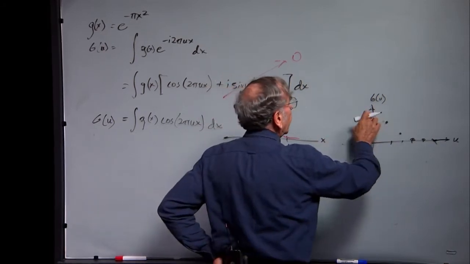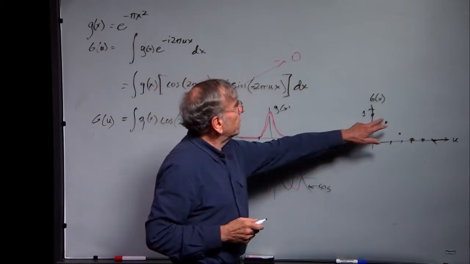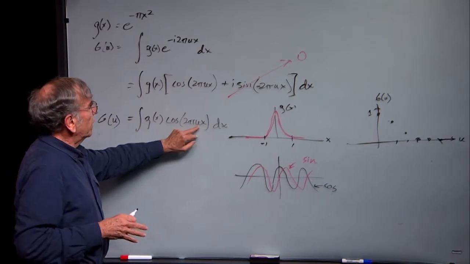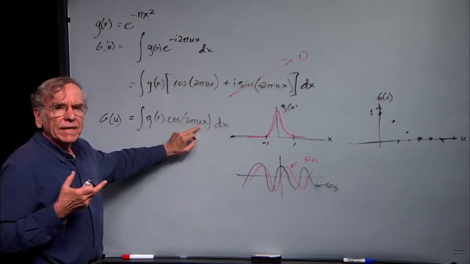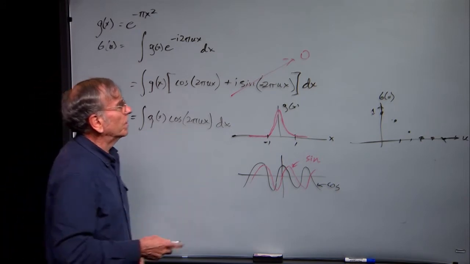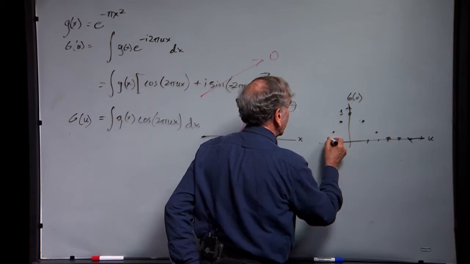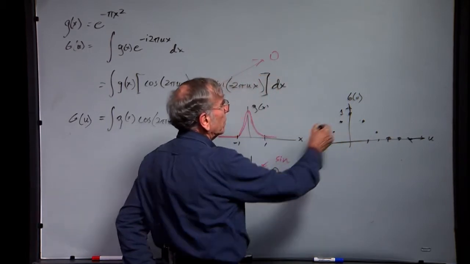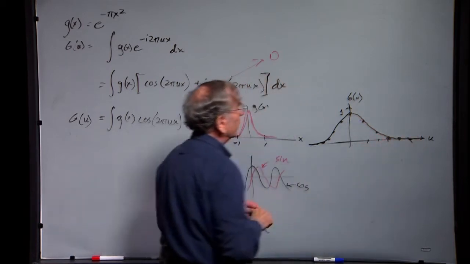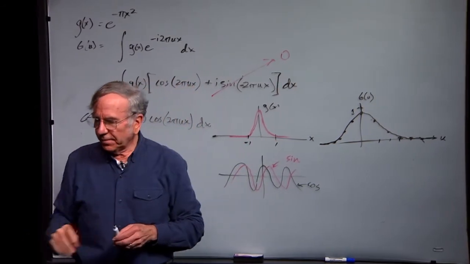Now, it turns out that I can also evaluate this for negative values of u, and that's easy because when I flip to a negative value of u, the cosine function being even gives us exactly the same result, and so we're going to get exactly the same result out of the integral, and so we will get symmetrical points here, and the final result looks like this. Looks a lot like the original function.